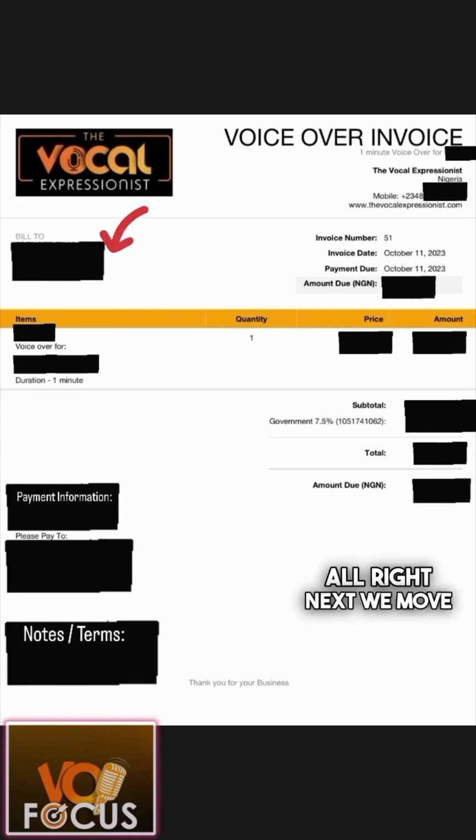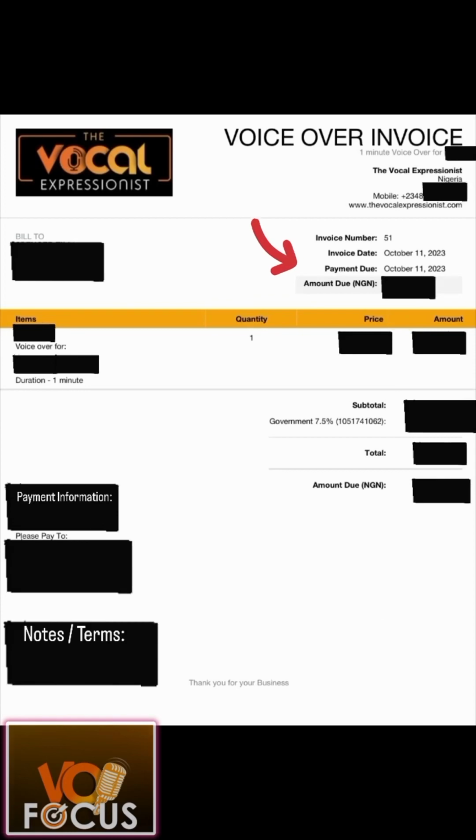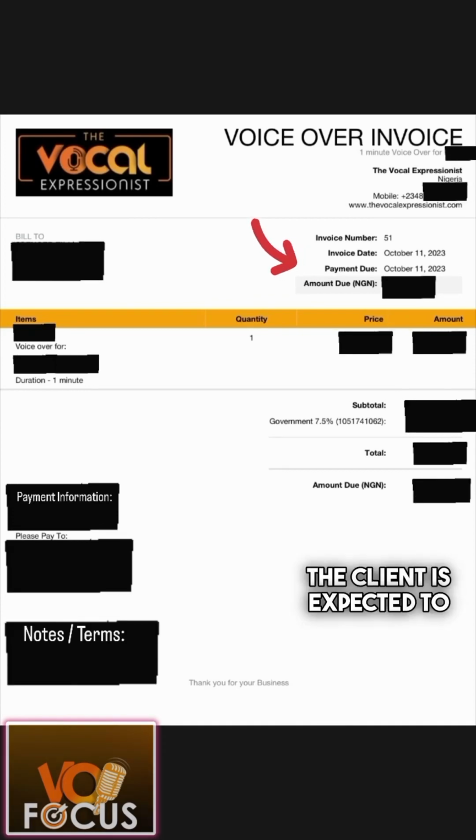All right, next we move to billing information, the name of the company, the address, and the email. Over here, there's details of the invoice number, the invoice date, payment due, and amount due. So it totals the amount of the figures that you put into the invoice, and that is the amount that the client is expected to pay the artist.